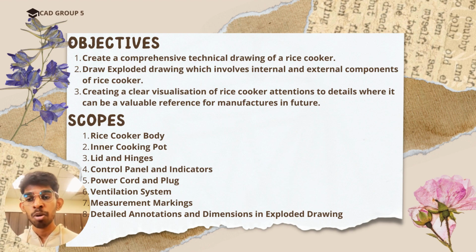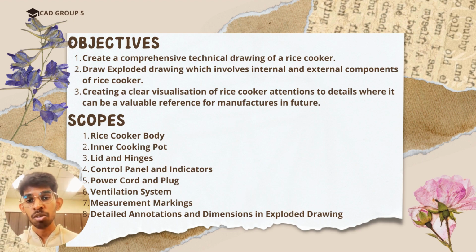Next, about the power cord and plug, we include the power cord and plug in the design to ensure that they are properly positioned for easy access and safety. In addition, the ventilation system is to release steam during the cooking process. Designing vents or openings to ensure proper airflow and prevent overheating of the rice cooker.